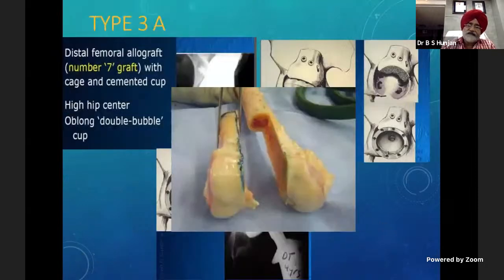Now, this is how we put the allograft. This is the distal end of the femur. We divide it into two and fix it with screws on the defect part, the superior defect, and then ream it to make the cup hemispherical. Then we put in the implant.